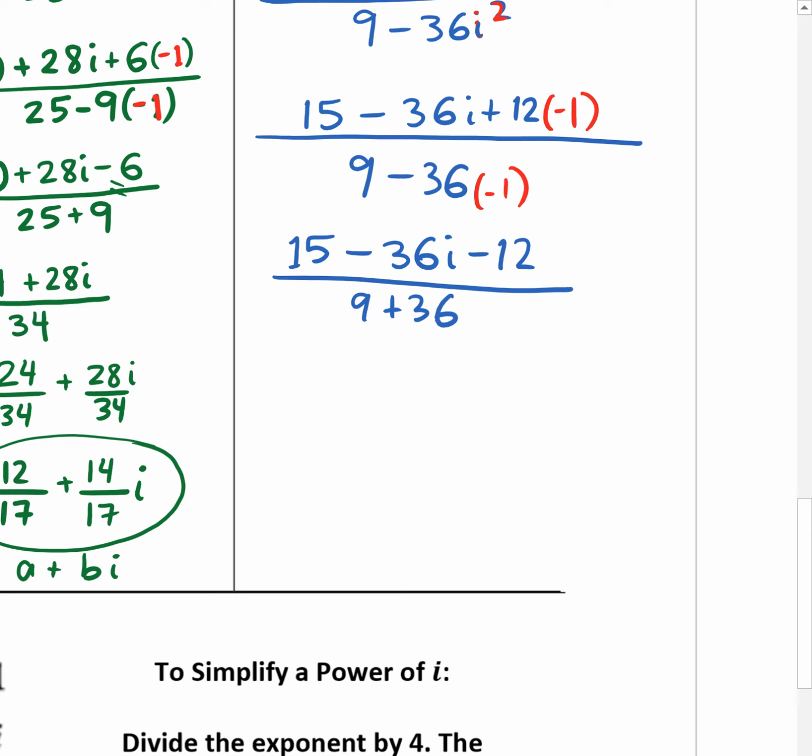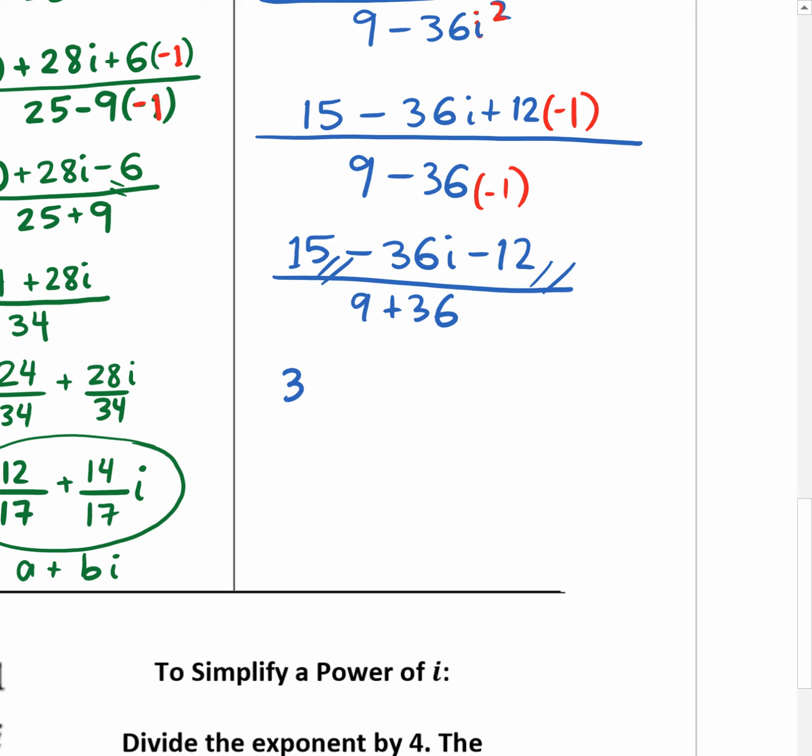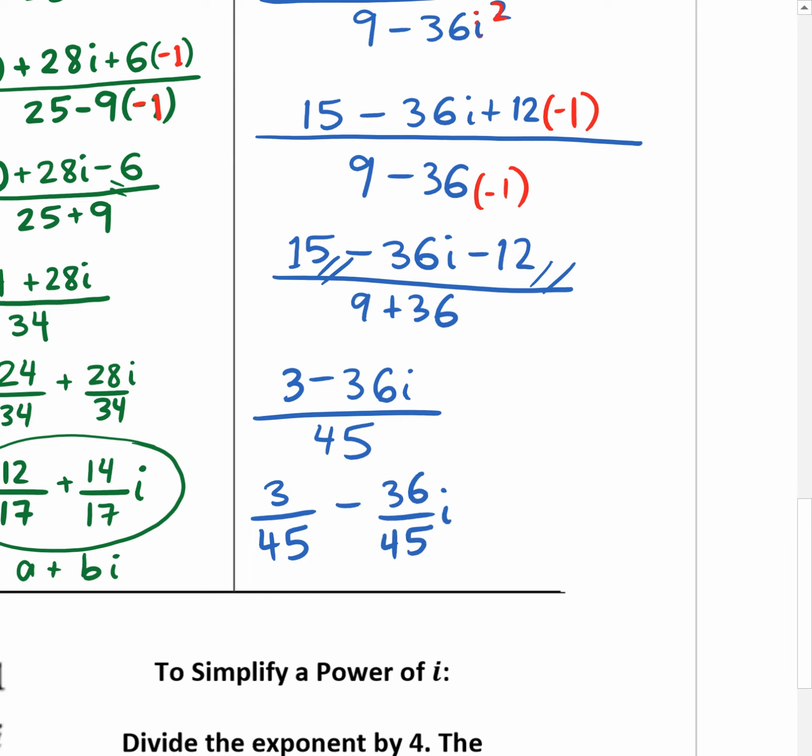In the numerator, we have some like terms. 15 and negative 12 makes 3. Oops, minus 36i, sorry. The sign in front of 36 doesn't change, of course. 9 plus 36 is 45, I believe. Alright, and I think I could see some reducing happening here, but I better split it into two fractions. 3 over 45, and then minus 36 over 45i. And once we reduce, that's all we can really do.